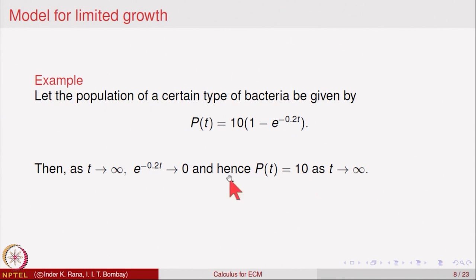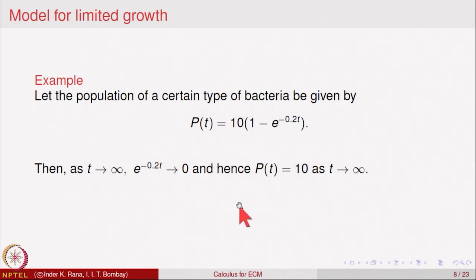Now let us point out here, as t goes to infinity, we have taken this value as going to 0; it is coming closer and closer to 0. This is the concept of a limit that we shall study soon. At present it is only intuitive, heuristic. As t goes to infinity, the power goes to minus infinity. That means this is 1 over infinity, which becomes smaller and smaller, going to 0. So this is going to become 10.